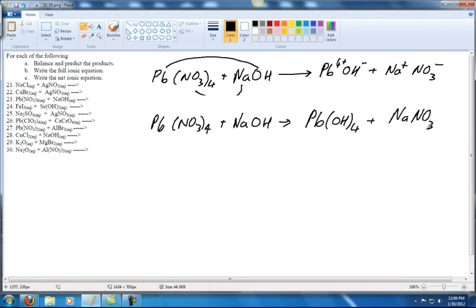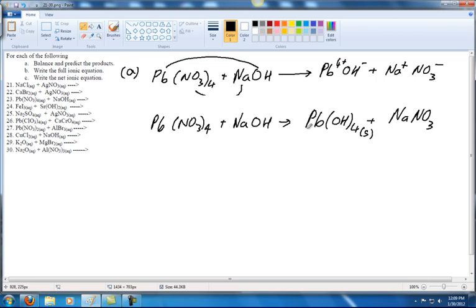So it's NaNO3. Now if we look at the solubility chart, we'll see that this is a solid and the sodium nitrate is aqueous. And so again, we're not putting aqueous next to the aqueous, just the solid next to the solid.